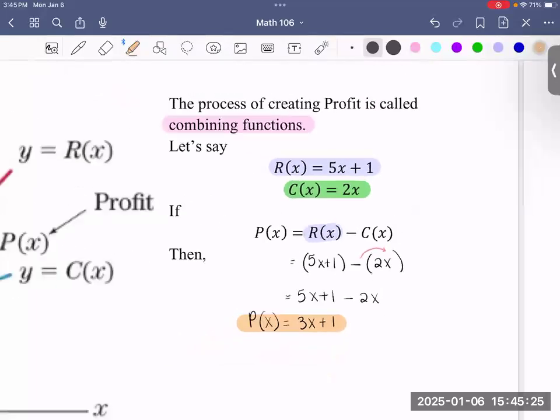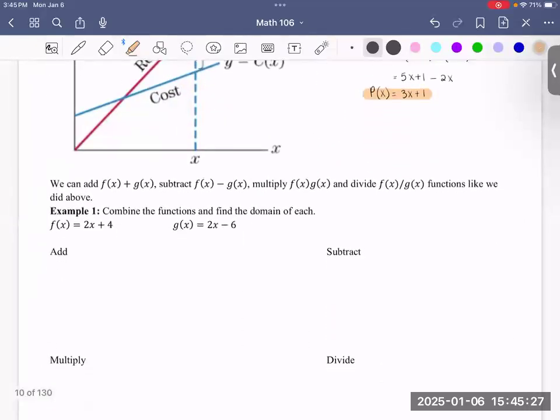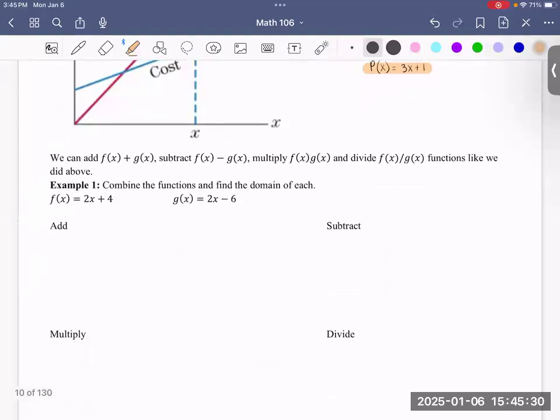Now that process of combining those functions is the main goal of the first part of the lecture. And then we'll talk about how to incorporate one function inside of another. We'll be using that process a lot throughout your calculus class when we try to deconstruct to figure out your derivatives. So it says we can add f of x plus g of x, subtract them, multiply them, and divide them, much like we did in the above.